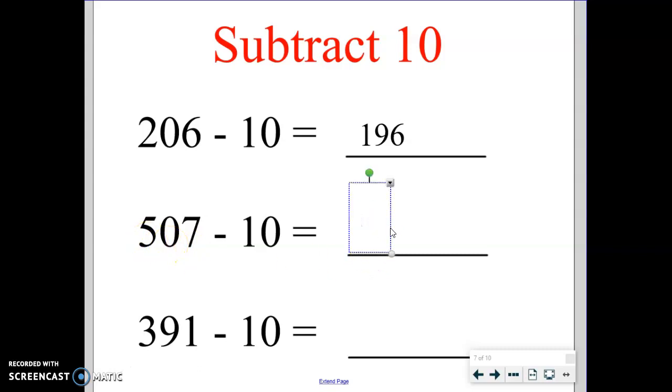I have 507. Again, if I have to take away a 10, I can't, so I'm going to ungroup one of my hundreds. So now I'm going to have 4 hundreds. I'm going to have 10 tens. Take away one of those tens, it leaves me with 9, and then my 7 ones, so 497.